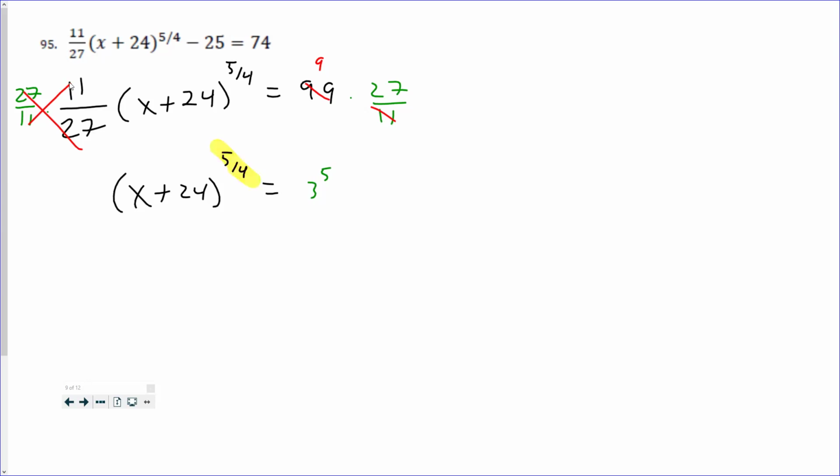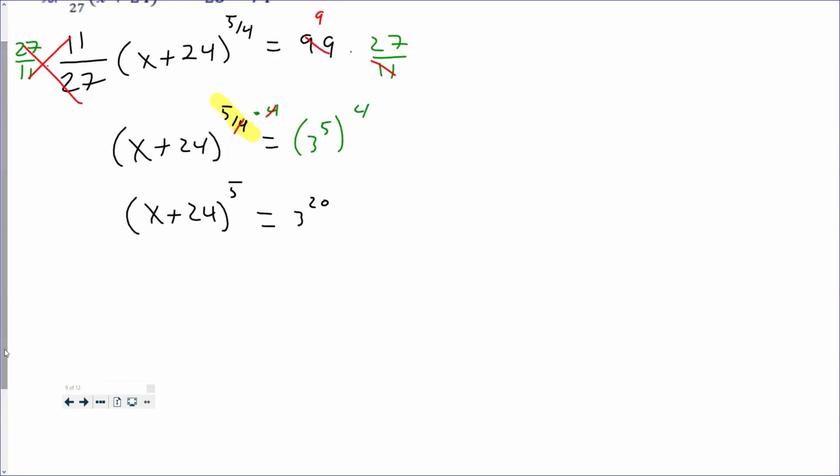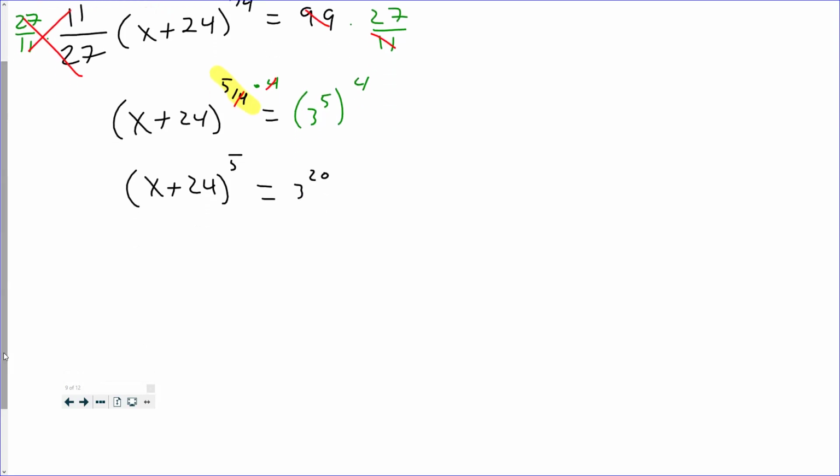this 5/4. So the first thing I can do is raise both sides to a power of 4, because when you do, these 4's cancel out. And I'm left with x plus 24 to the 5th equals 3 to the 20th power. And then from here, I'm going to take the 5th root of both sides. So you get x plus 24 equals 3 to the 4th. Everyone with me?